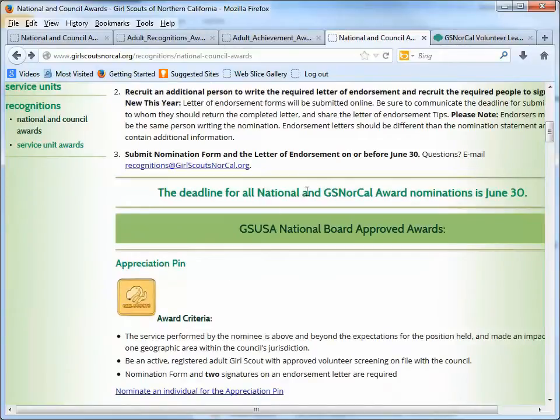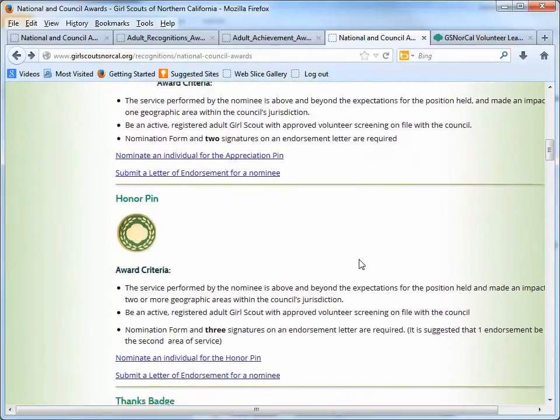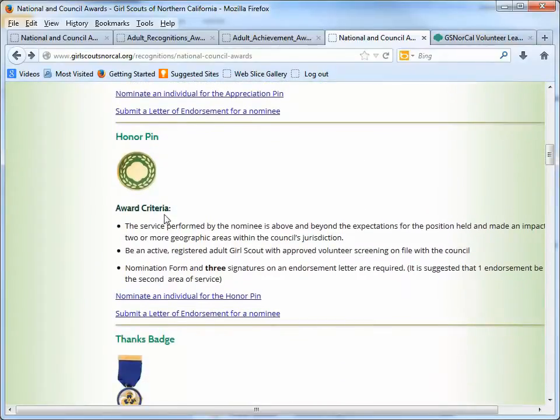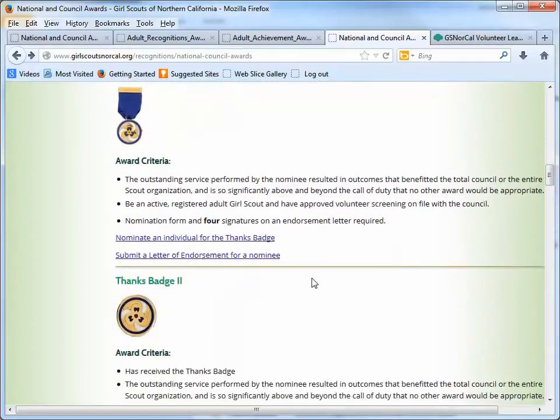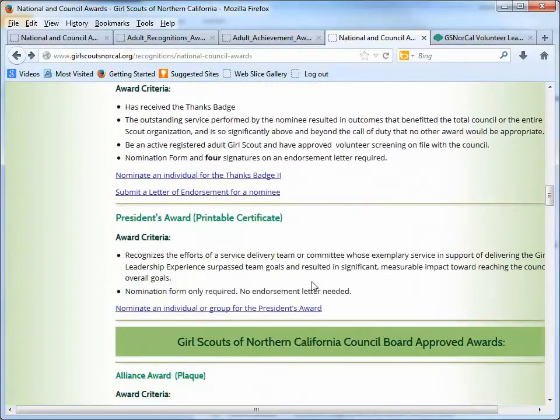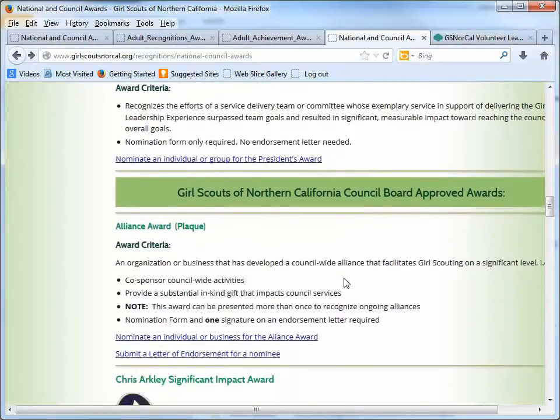You'll see that the deadline for all National and GS NorCal awards are due on June 30th of every year. The national awards are listed first, just like we just showed. The Appreciation Pin, the Honor Pin, everything is listed. The award criteria and the required number of signatures on an endorsement letter are listed for each award. You can scroll through the GSUSA awards and then you can scroll through the Girl Scouts of Northern California Council approved awards.